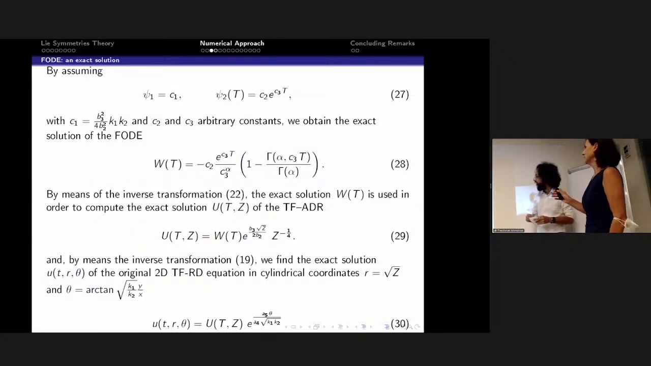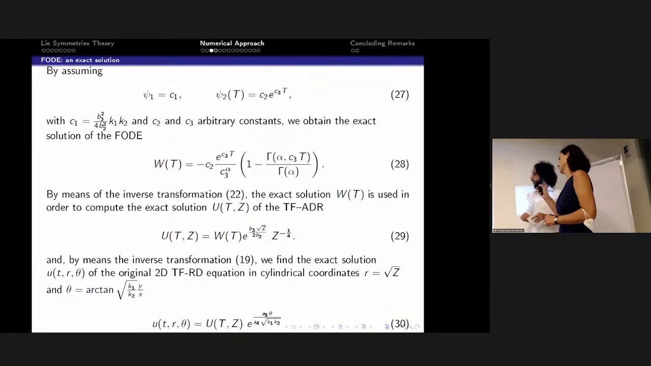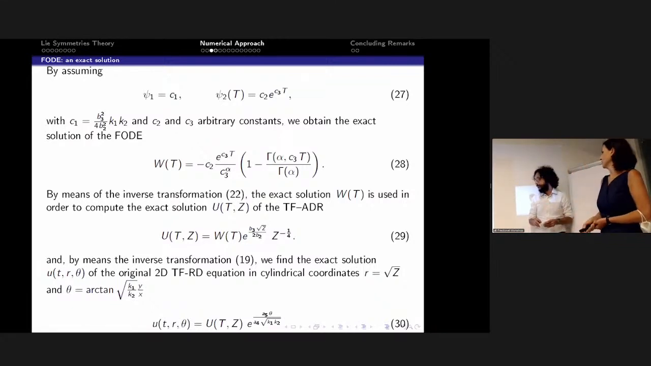In this slide, I show you the exact solution, but if we don't have the exact solution, we use equation 29 by using the numerical solution, and we can compute the solution of the fractional equation. And by means of equation 30, we obtain, in this case, the numerical solution of the original model. Here the exact solution is reported, but we can use the numerical one. By two inverse transformations, we can go back in order to obtain it.